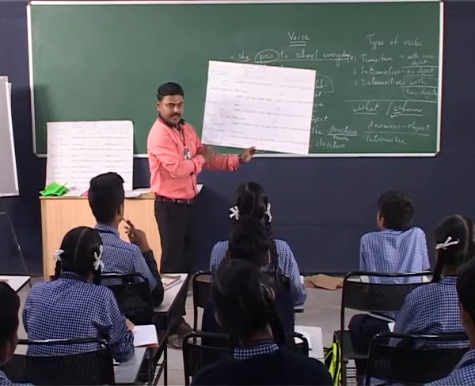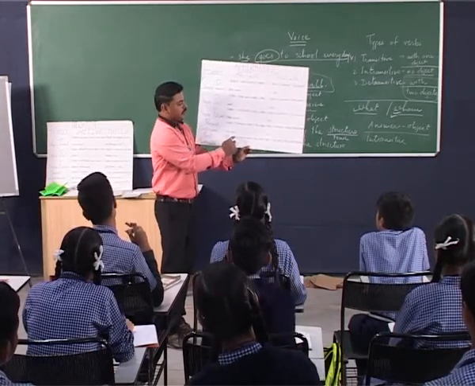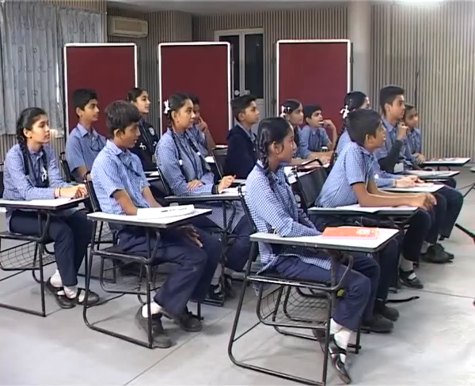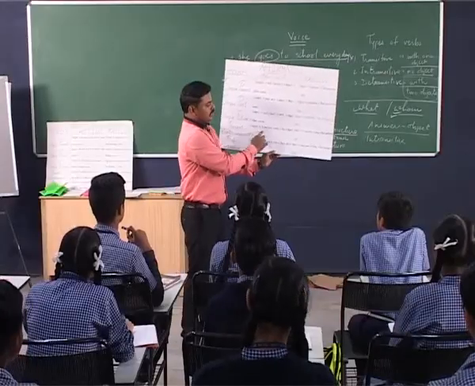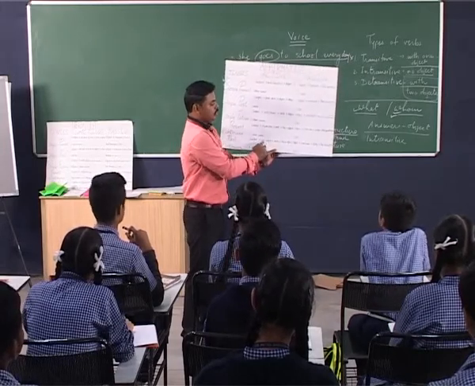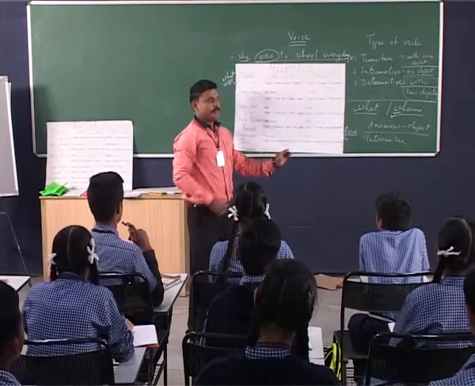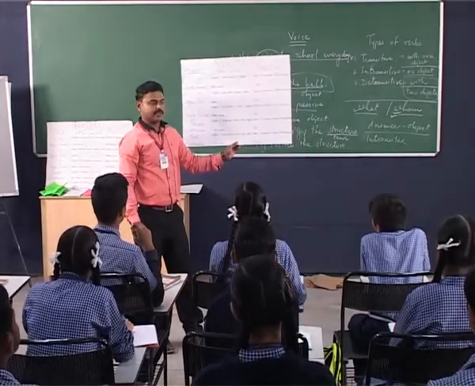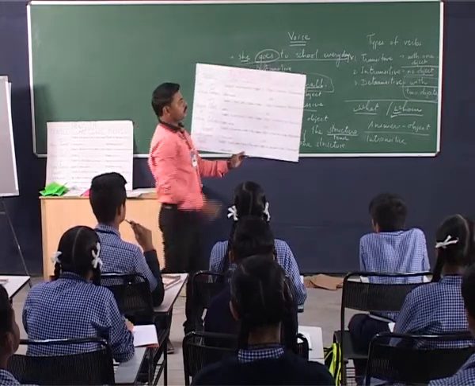And if it is past continuous tense, after the subject you will see was, were, followed by verb plus ing. That means in present continuous tense you will see am, is, are and verb plus ing. In past continuous tense you will see was, were and verb plus ing. These are the five different structures of active voice. Now let us go to learn passive voice.